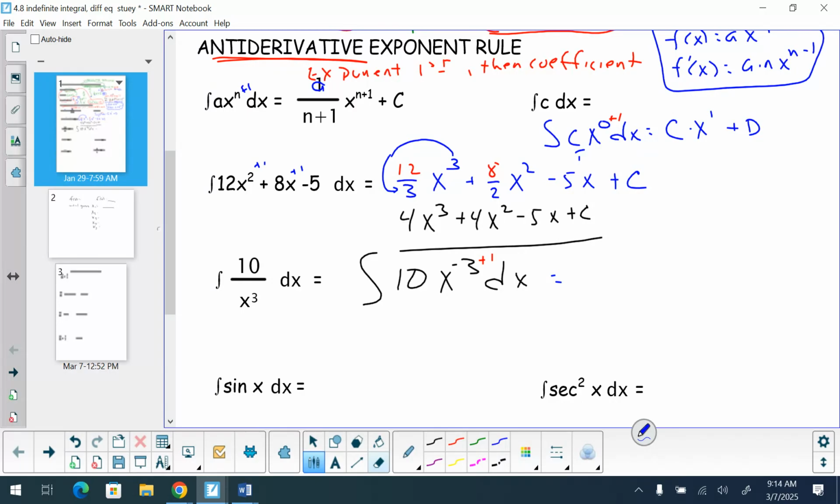Remember, what's our new exponent going to be? -2. What's our new coefficient going to be? I divide by my new exponent, so I have 10 divided by -2, which is -5. And then, once again, don't forget your plus c. And then you need to get rid of your negative exponents. So we have -5 over x squared plus c.